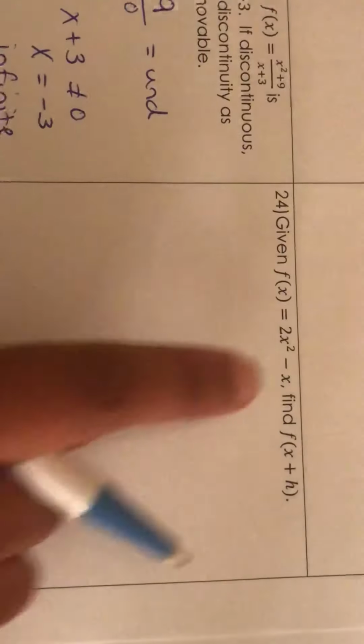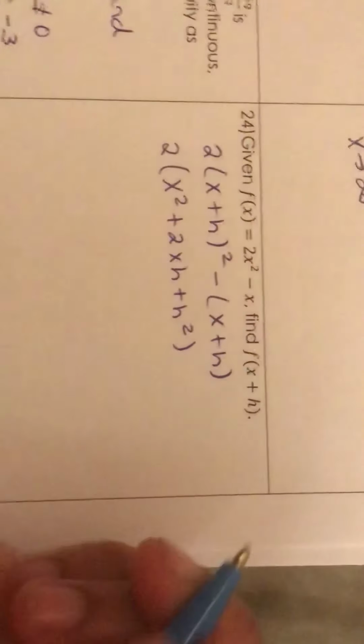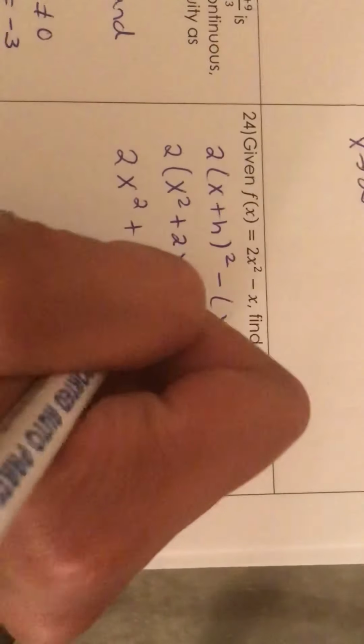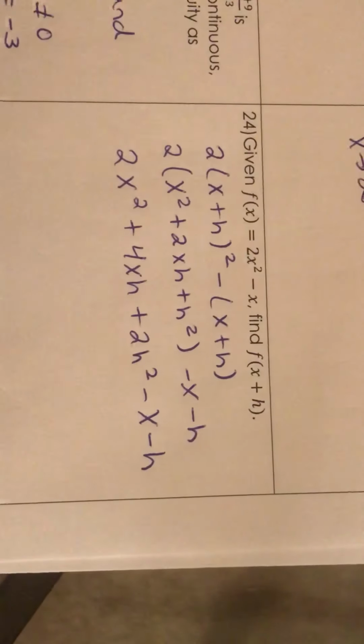And the last one on this video, I'm going to plug in x plus h in for x. 2 parentheses x plus h squared minus x plus h. When I square this, x squared plus 2xh plus h squared. Bring down my 2. Minus x minus h, because I distribute the negative sign. Distribute my 2. 2x squared plus 4xh plus 2h squared minus x minus h. And there are no like terms, so this is my final answer.